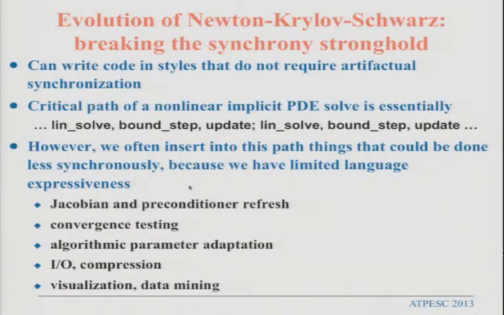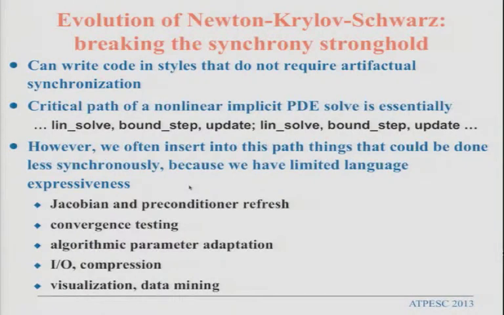But being lazy and writing procedural code with loops and subroutine calls, we stick a whole bunch of other things on this critical path that don't need to be there at all. We recompute the Jacobian, we refresh the preconditioner, we test convergence, we adapt parameters, we might do some I/O, we might do some visualization. These things can all be left as lower priority tasks to soak up the idle cycles that are presented by performance unreliable hardware and redeem a lot of that silicon and that power.